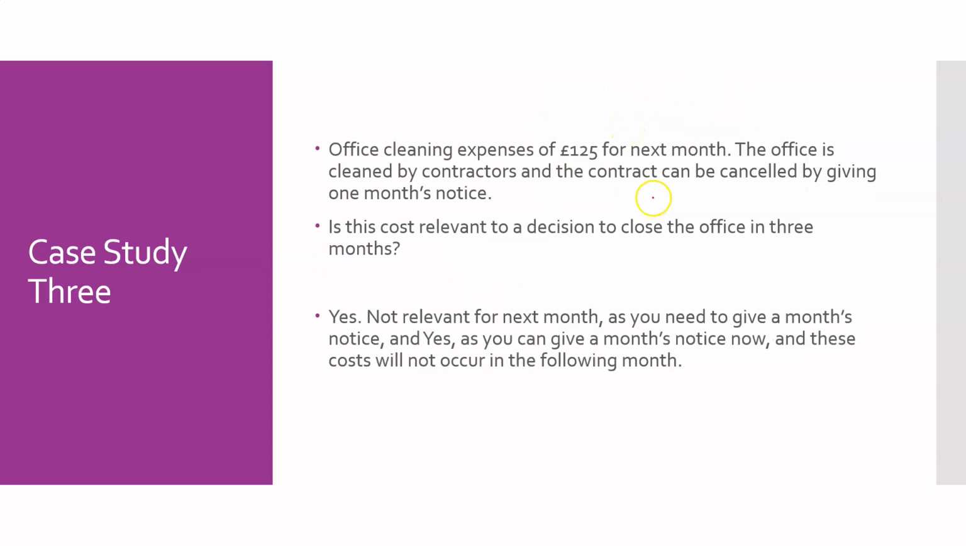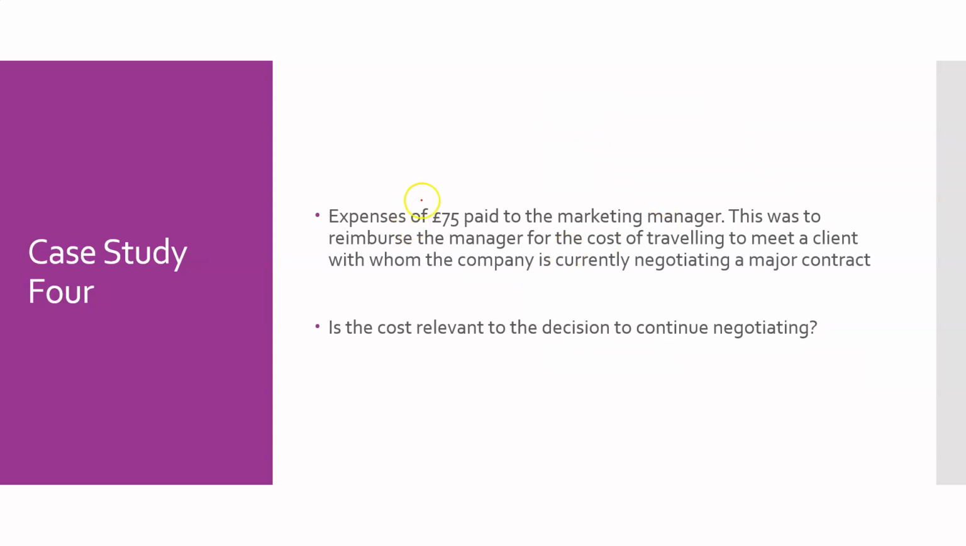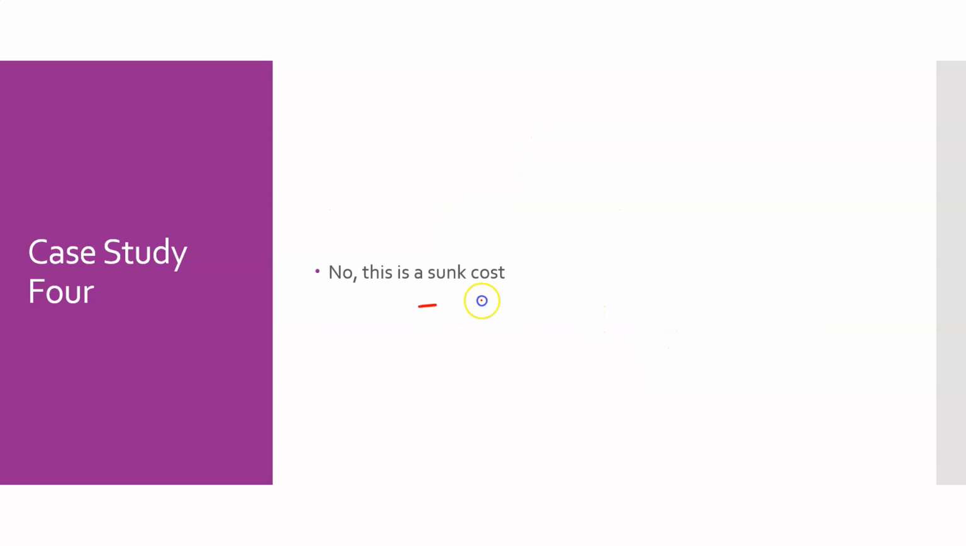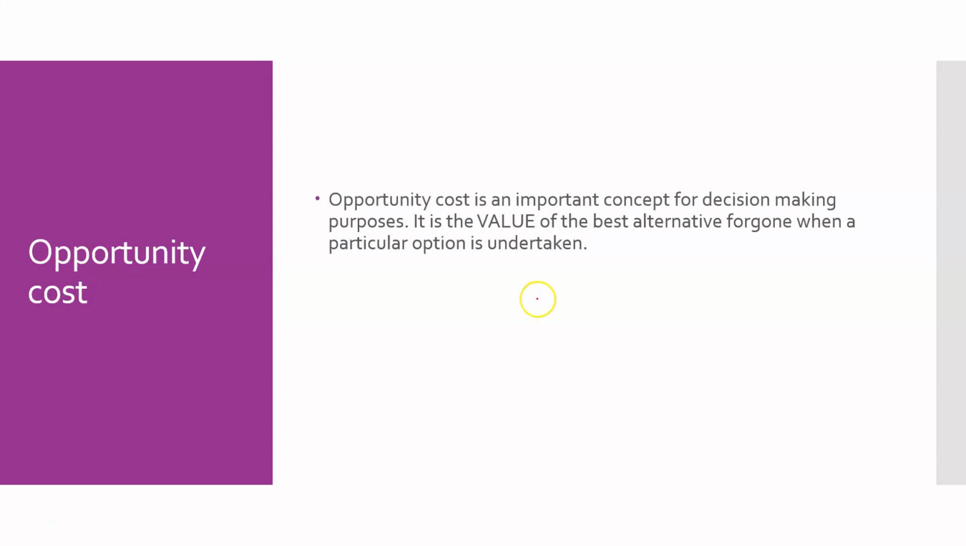Right, okay. And expenses of £75 paid to the marketing manager. It says that this was to reimburse the manager for the cost of traveling to meet a client. Well, first of all, this is not a relevant cost. This is just a sunk traveling cost. Is the cost relevant to the decision to continue negotiating? Well, no, it isn't. It's just part of your negotiating. It's a fixed cost. It doesn't affect whether or not a decision will be made or not. Yeah, and that's that.